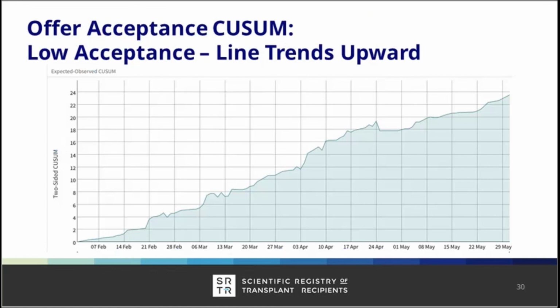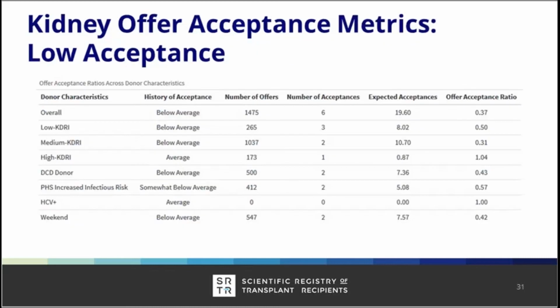Here's a second example. This is a program whose CUSUM is trending upward. So this would be a program with a lower than expected offer acceptance rate. And if we look at the detail table for this program, overall, they received 1,475 offers in this time period, accepted 6 of those, and the expected was about 20, so 19.6, for an offer acceptance ratio of 0.37. So you can interpret that as being about a 60% lower acceptance rate than expected.